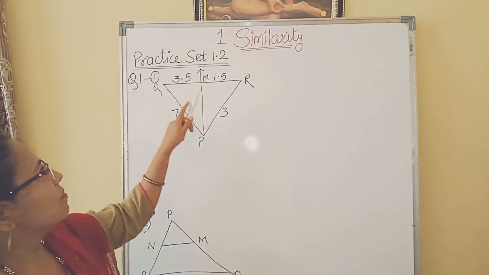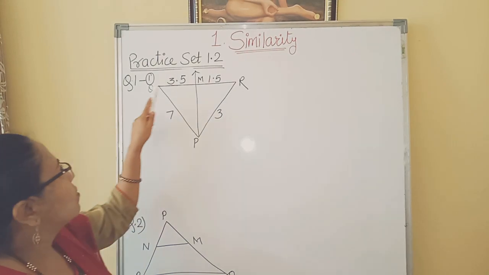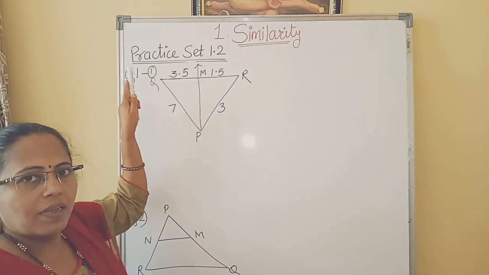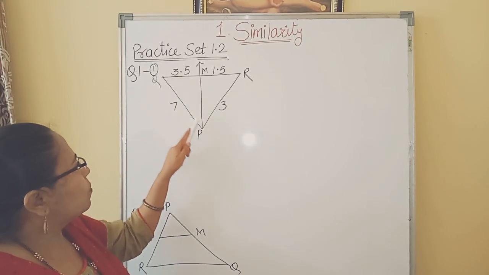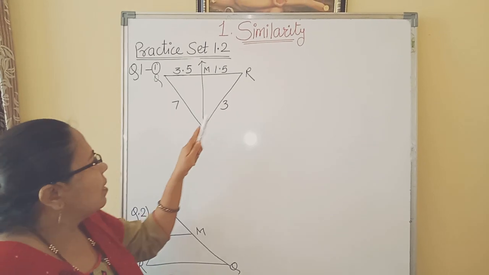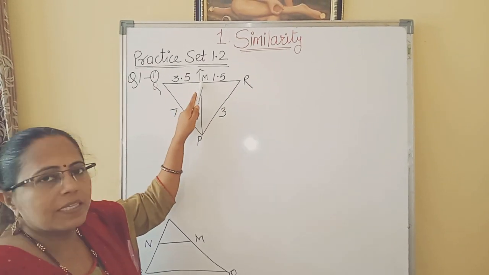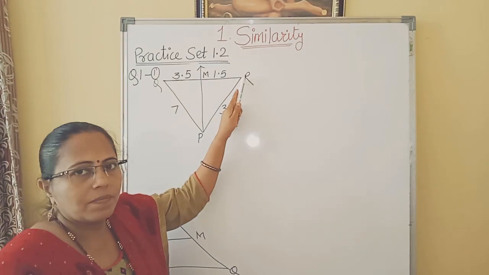Students, we will solve some examples from practice set 1.2. Question number 1. In this figure, in triangle QPR, we have to decide whether ray PM is the bisector of angle QPR.